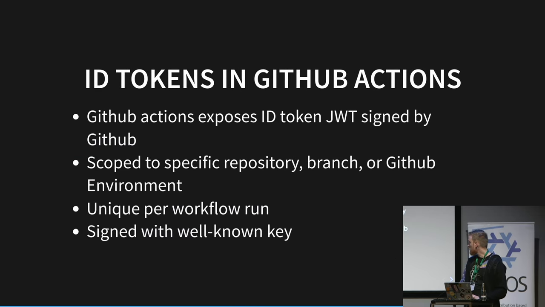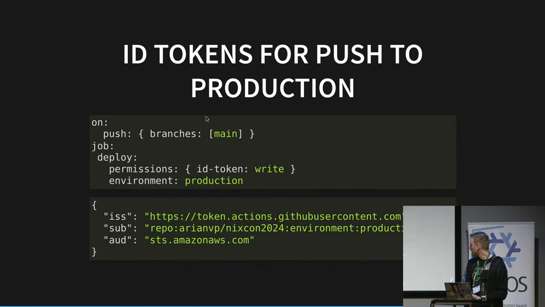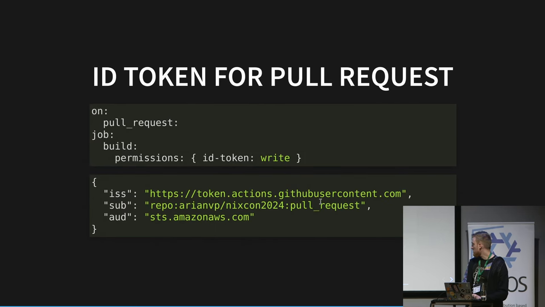GitHub Actions provides an ID token in every GitHub workflow, which is a signed JWT that tells you on which branch the workflow ran, or for which environment, which repo. For example, if we have a GitHub workflow that publishes to the production environment, we will get a signed JWT saying, hey, this workflow is destined for production. And for pull requests, we get a signed JWT saying, hey, this workflow is being run for a pull request.